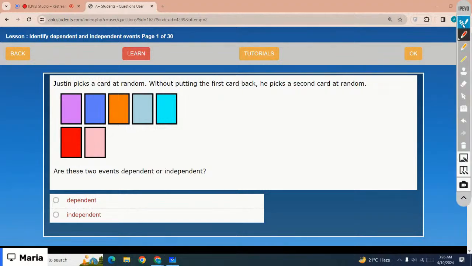One less option. When Justin is going to pick a card at random for the first time, he has one, two, three, four, five, six, seven options, right? For example, he selected this one and didn't put the card back. He now has one, two, three, four, five, six cards, isn't it? So they are dependent events because the second time he has one less option. The correct option is dependent. Got it? Option number one is the correct option.